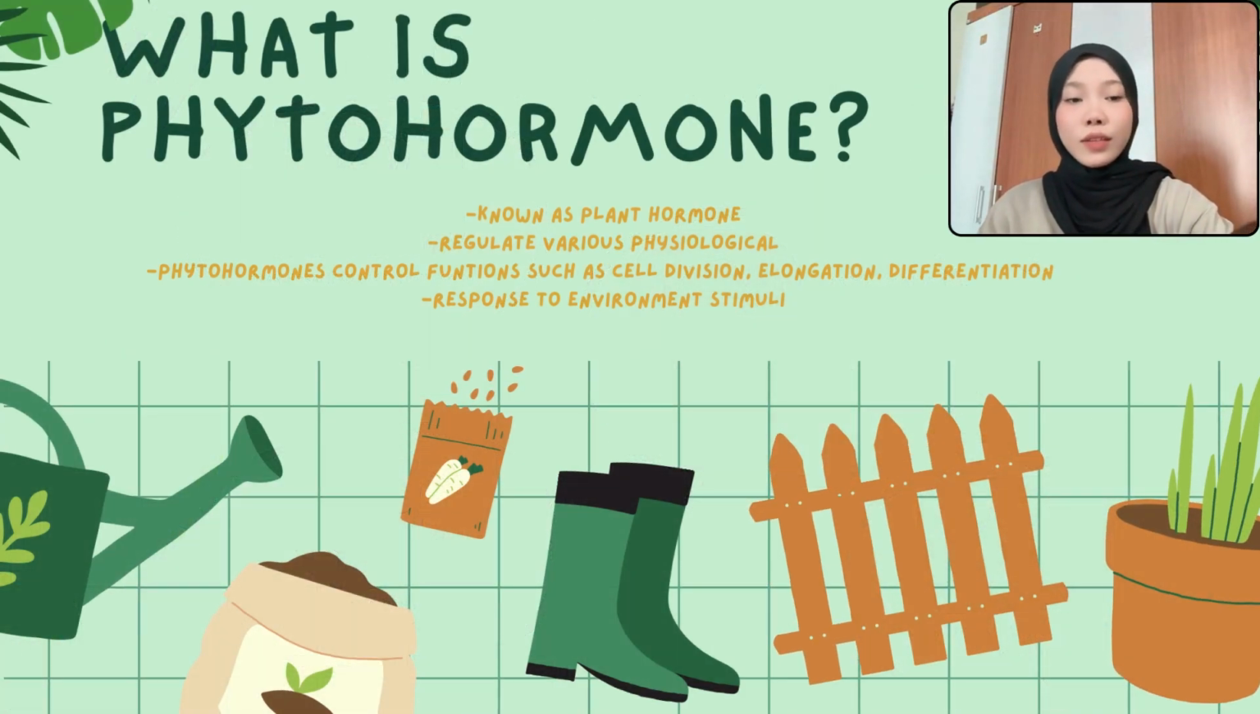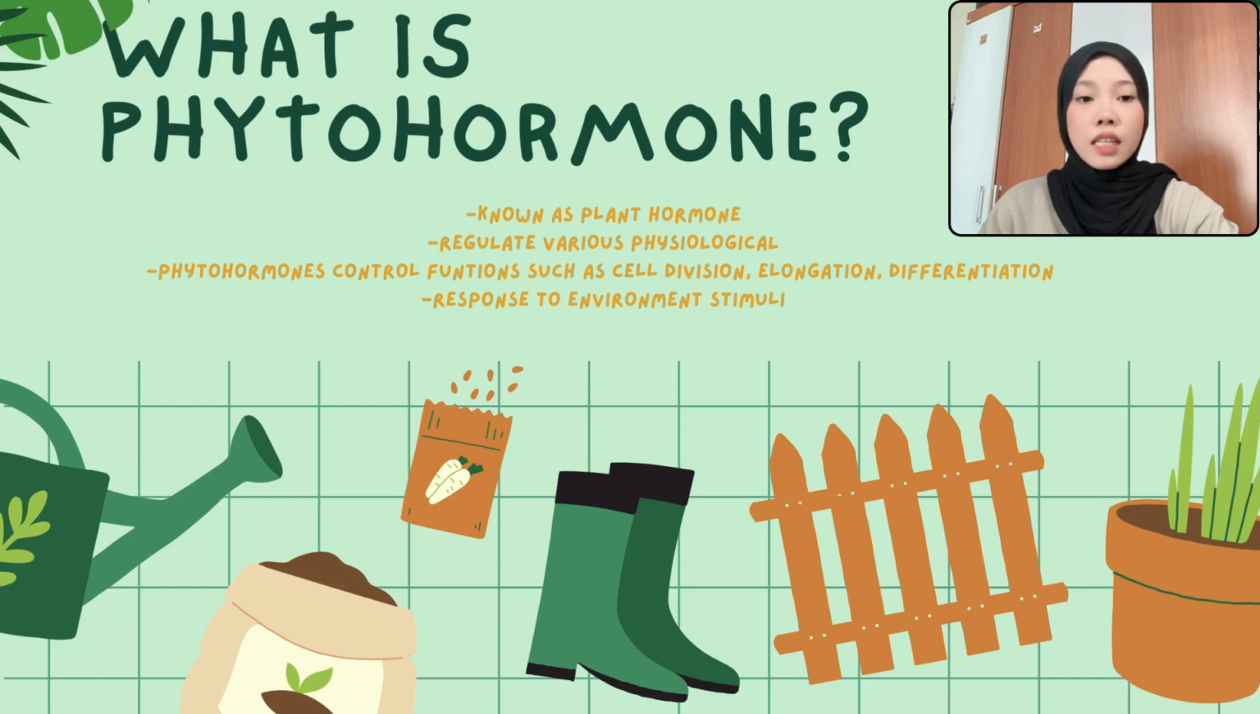Hello everyone, and today I will be presenting about phytohormones. Phytohormones, also known as plant hormones, are organic compounds produced in small amounts within different parts of a plant. Even though they are produced in tiny quantities, they have a very powerful effect on plant growth and development. Phytohormones regulate almost all major physiological processes in plants.